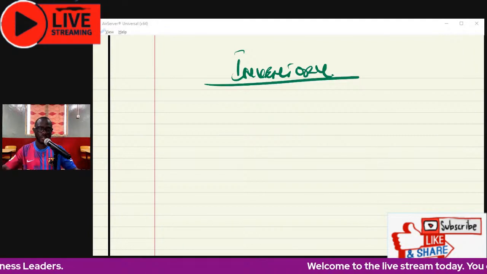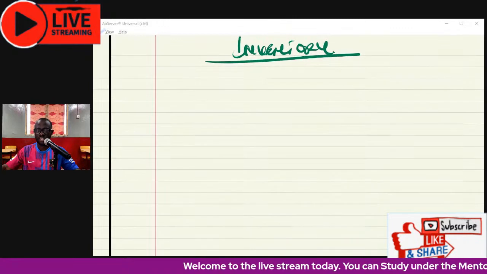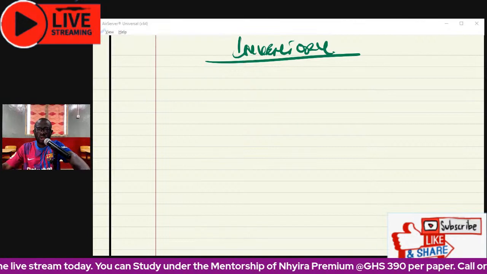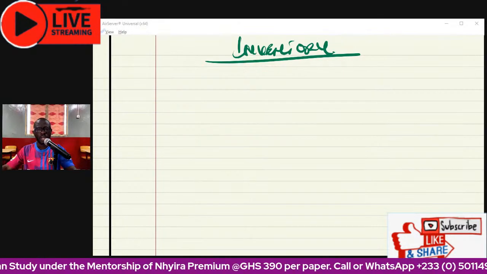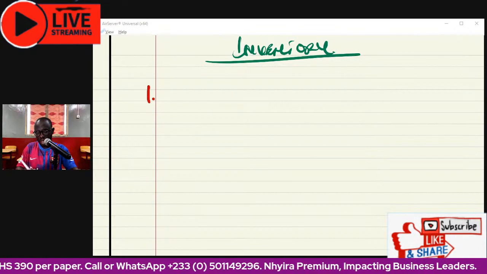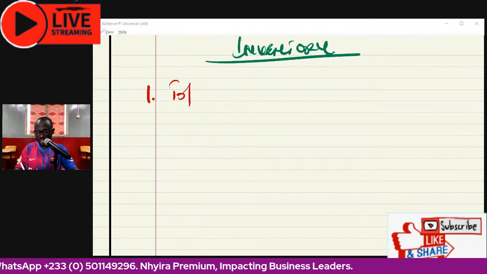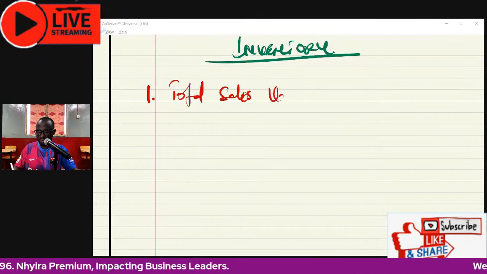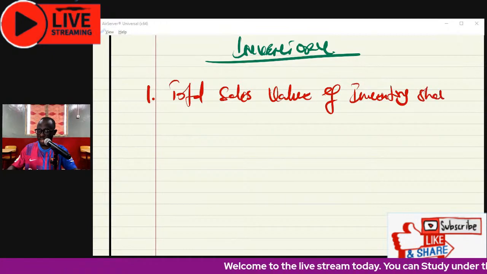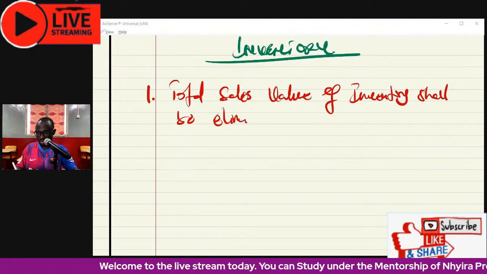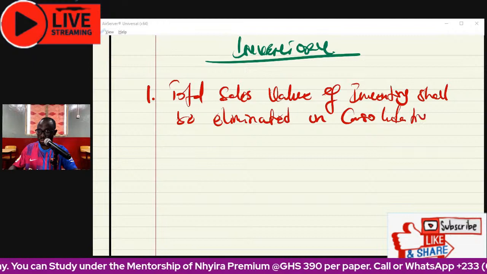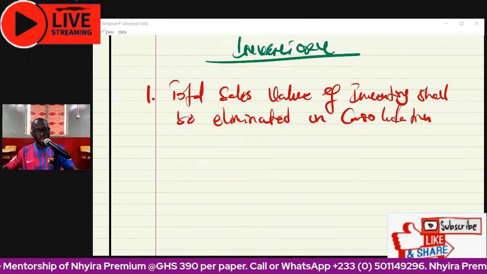Inventory. Now, when it comes to dealing with inventories, if the parent sold to the subsidiary, whatever they sold to them really is not a big deal. But two things are going to be happening when it comes to dealing with inventories. Number one is that the total sales value of inventory shall be eliminated on consolidation.